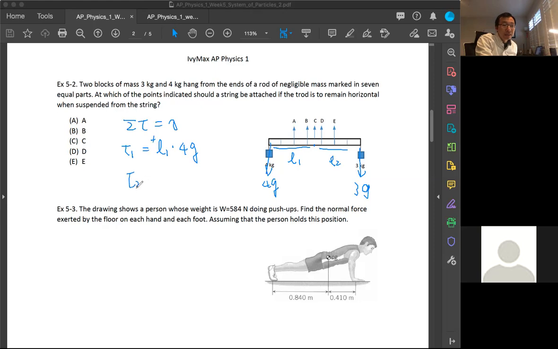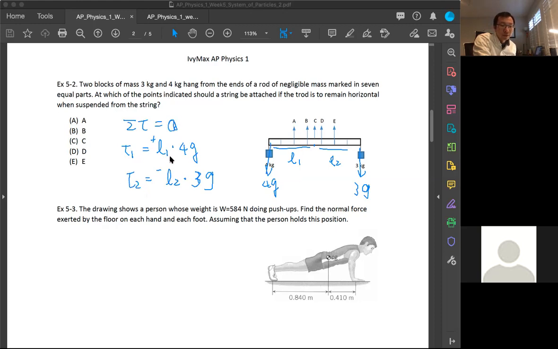And tau 2 will be the torque generated by the weight on the right. So it'll be L2 times 3G. And this one rotates clockwise, so that is a negative torque. Yeah, you can picture it that way. And when you sum them up, tau 1 plus tau 2, it should give you 0, right?